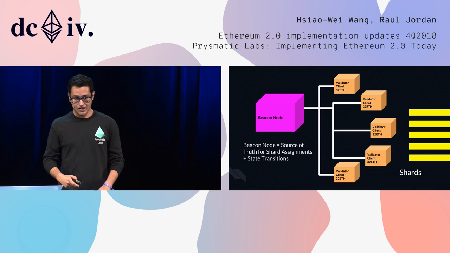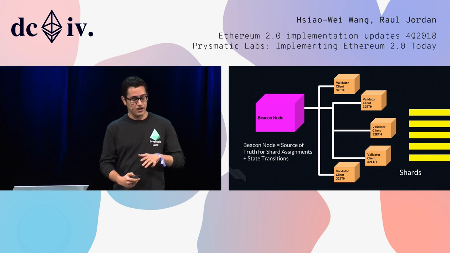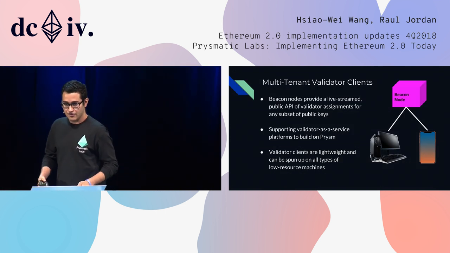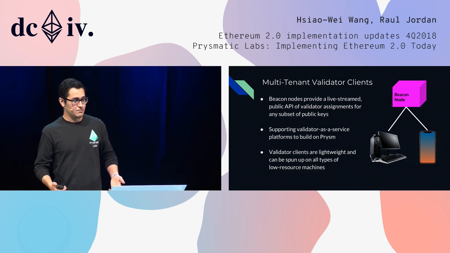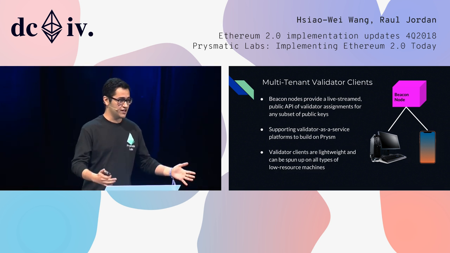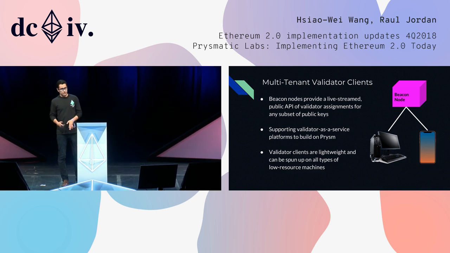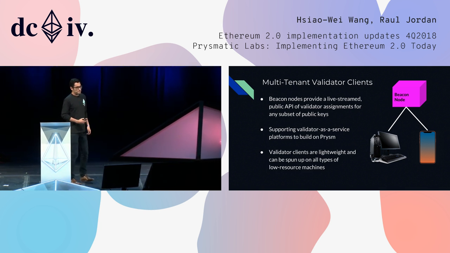So one of the things we've gotten around is actually creating a multi-tenant validator client architecture. In the sense that validator assignments are live streamed for a subset of public keys. So for example, I'm running a validator client on my laptop or my computer at home. I manage 10 public keys on there. I can send an API request to my Beacon node for the assignments for those 10 public keys, and I get a stream telling me exactly when I need to do my job. I don't need to do anything. I just have one machine. I trust it, and things get done.